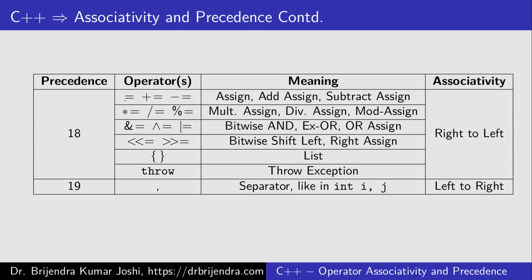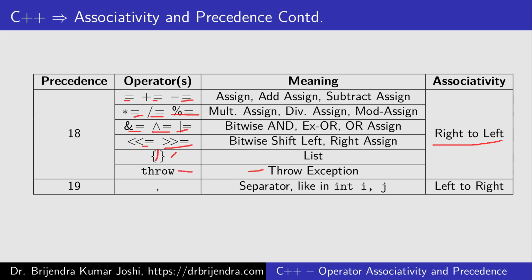So this is the normal assignment operator. All assignment operators have their associativity right to left. Then add assign, subtract assign, multiply assign, divide assign. If both the operands are integers, it is integer division assign, otherwise floating-point divide assign. Then mod assign, that is remainder assign, bitwise AND assign, bitwise exclusive OR assign, bitwise inclusive OR assign. Then shift assign, left shift assign, right shift assign, and this is the list. So here you have a list of expressions.